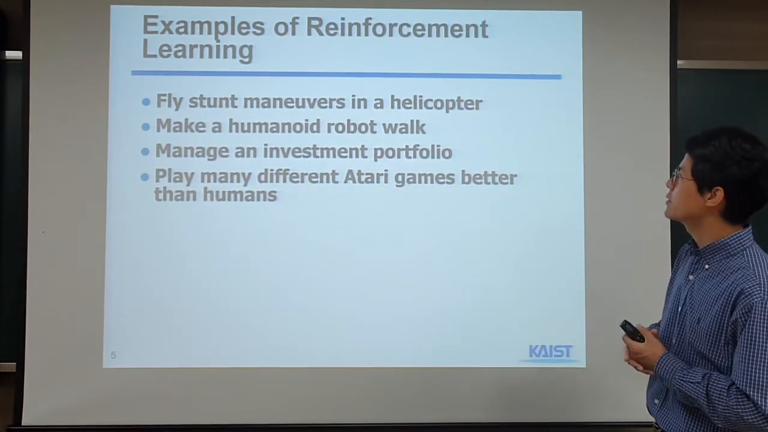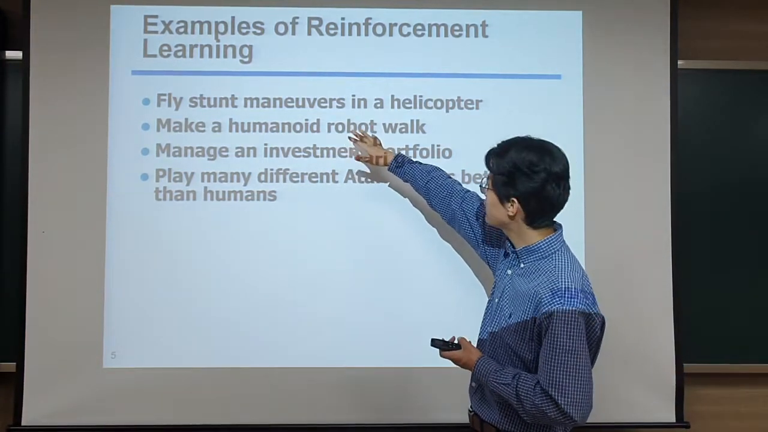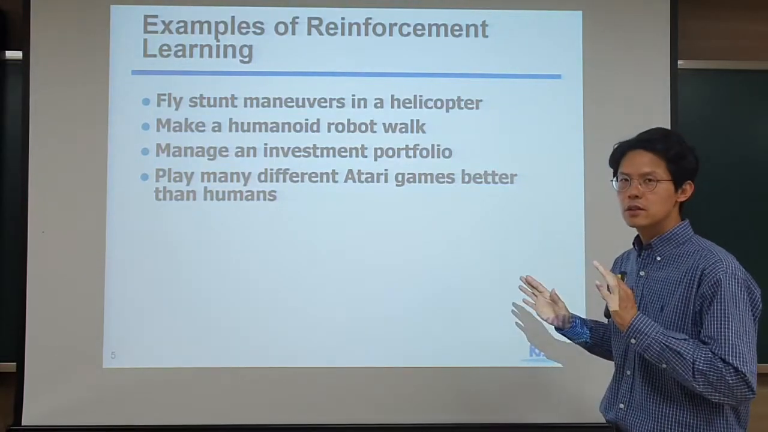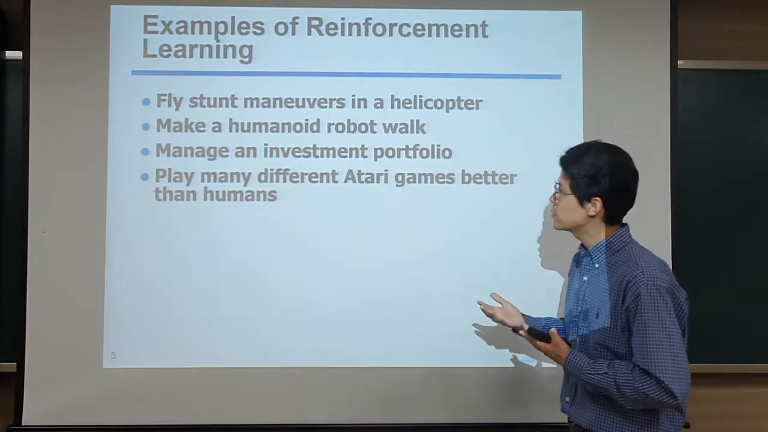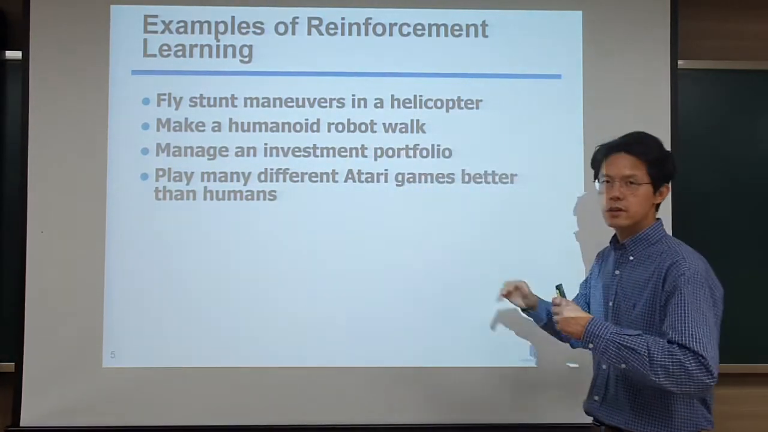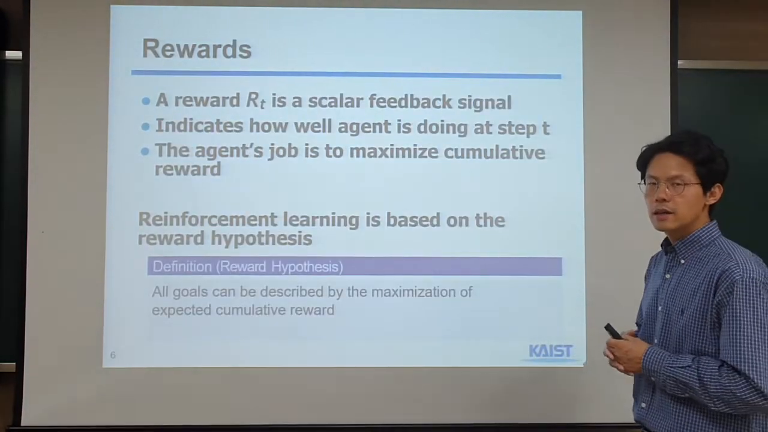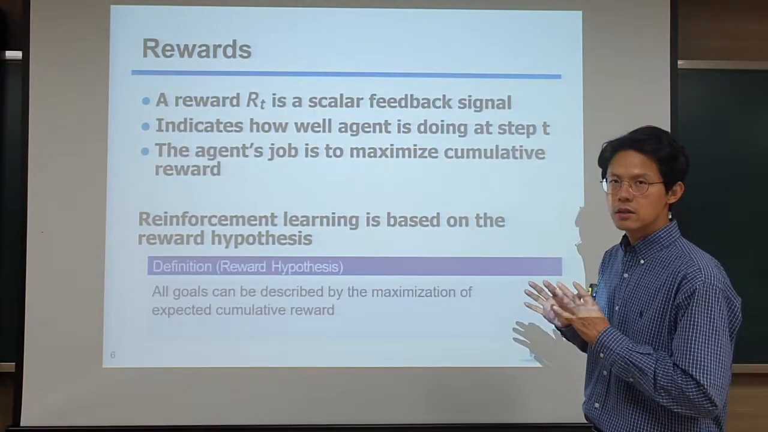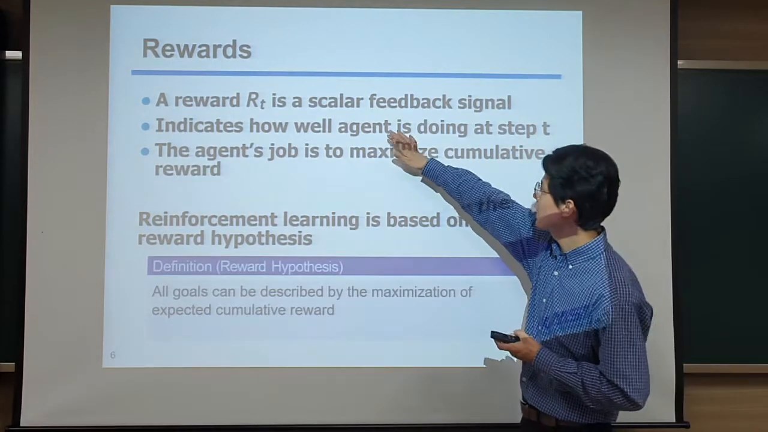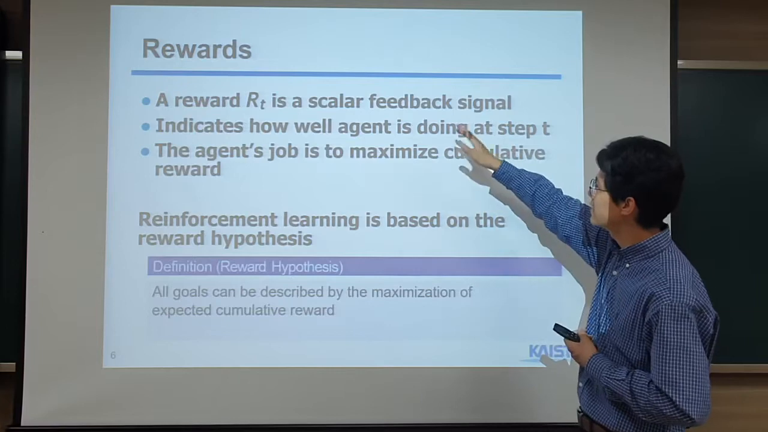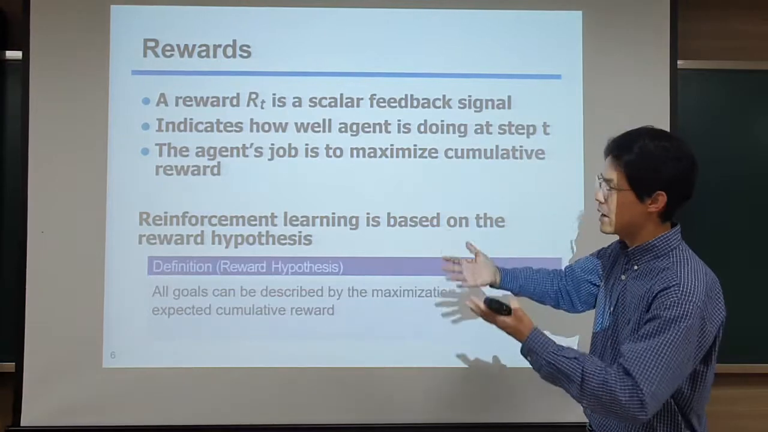These are some examples of RL techniques. For example, we can design the flight stunt maneuver of a helicopter. We can think about what series of actions is needed to do that. Also, we can design planning algorithms to make a humanoid robot walk on an arbitrary path. There can be many other related ones. As you can see, RL is concerned with the concept of reward. The reward is a scalar feedback signal, and it indicates how well the agent is doing at a particular step by taking some action or not.